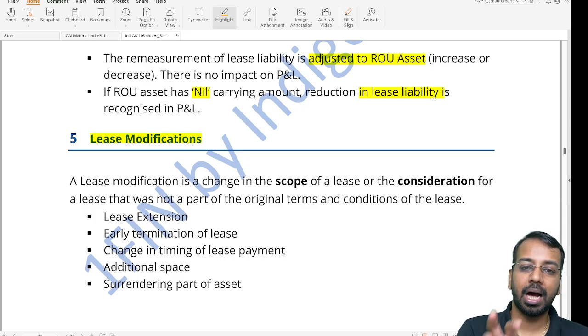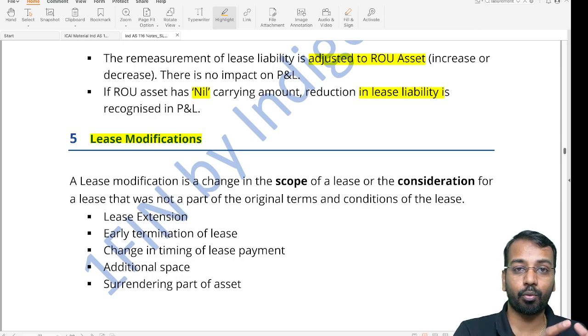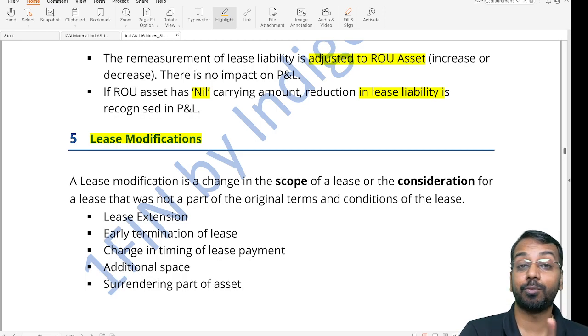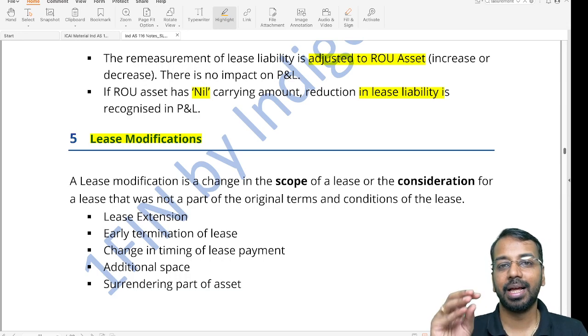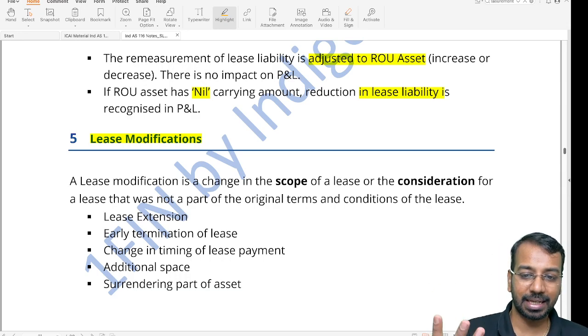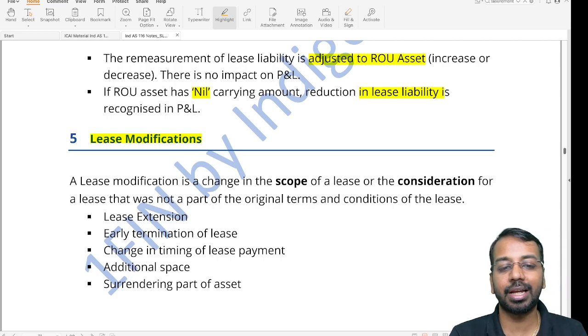Changing the scope means earlier I had 1000 SFT, now I have taken 1500 SFT. The subject matter of the lease, the quantity of asset, that itself is changing. That is one way where there is a lease modification. Now, don't be under this notion that lease modification always means increase. No, it doesn't mean. It can be reduction also. So, it can be change in scope of lease, or it can be change in the consideration of lease.